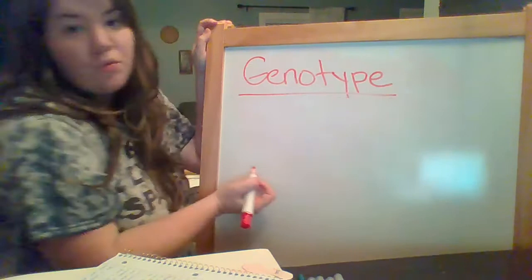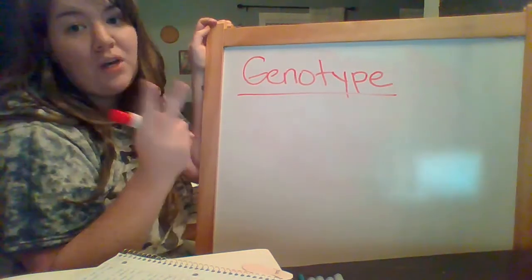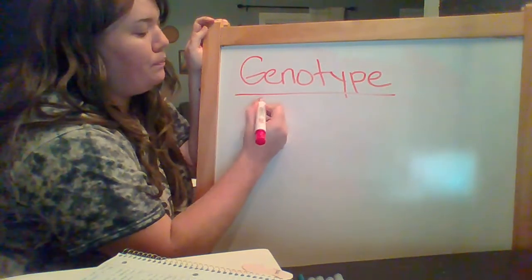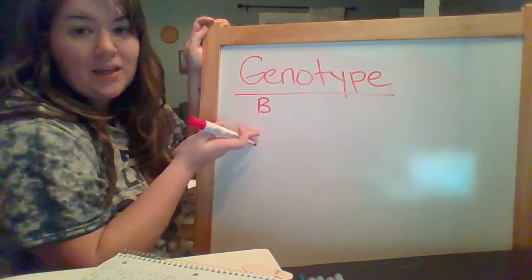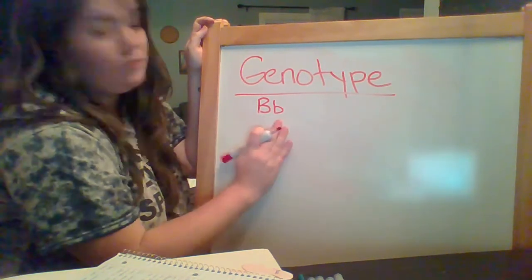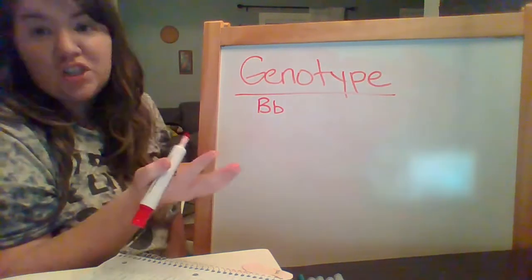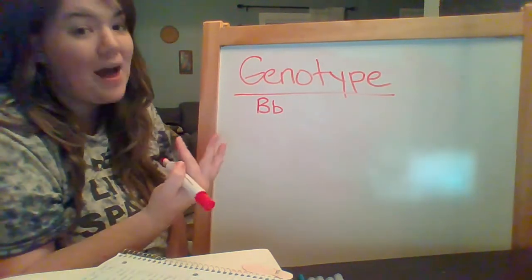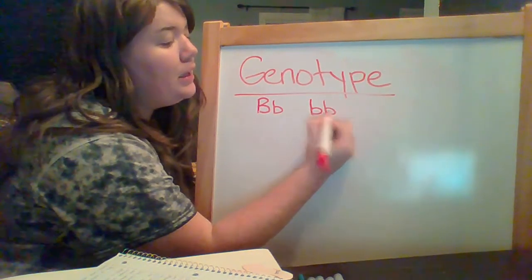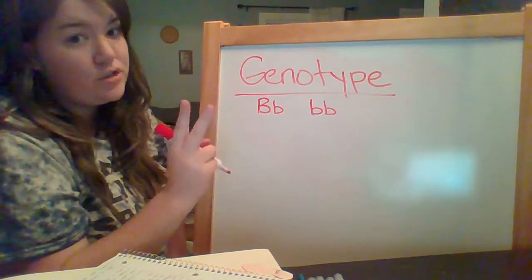Genotype refers to the combination of your 2 alleles. So your dad's genotype would have been big B for a dominant brown, little b for a recessive blue. Your mom's genotype, if she had blue eyes, would be little b little b, because she had to have 2 recessive blues for it to show up.